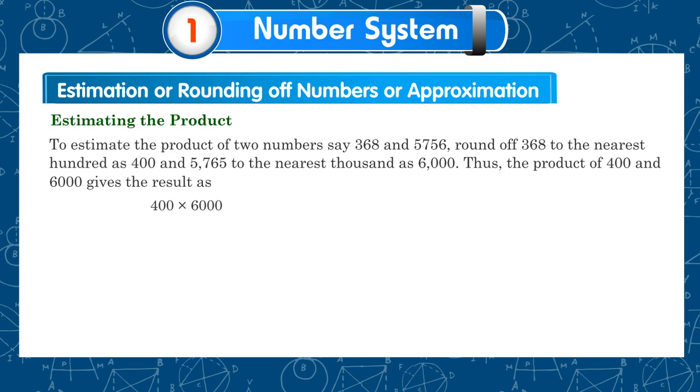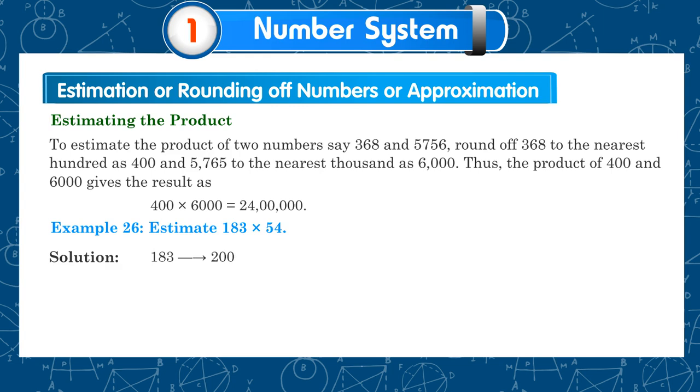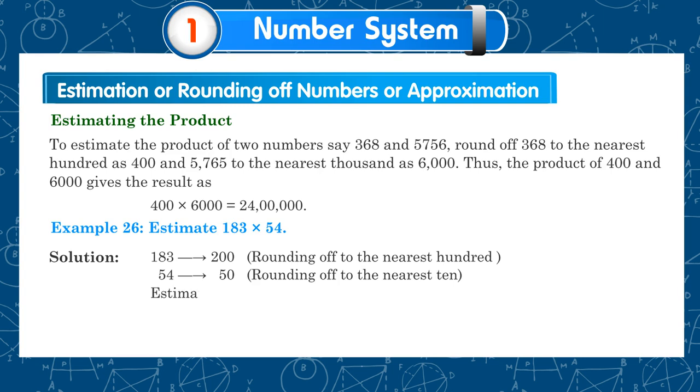Example 26. Estimate 183 into 54. Solution. 183 to 200, rounding off to the nearest hundred. 54 to 50, rounding off to the nearest 10. Estimated product equals 200 into 50 equals 10,000.